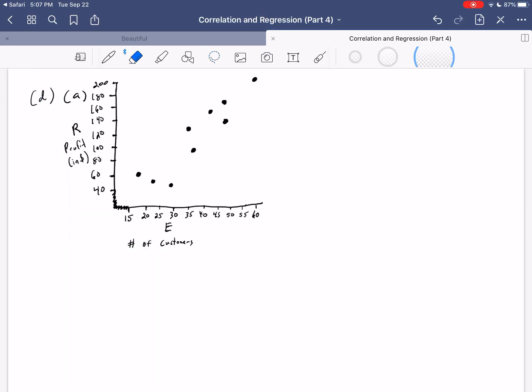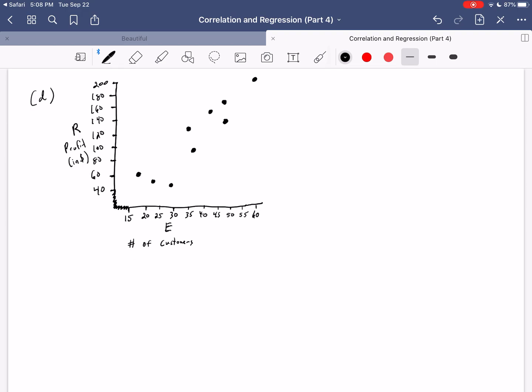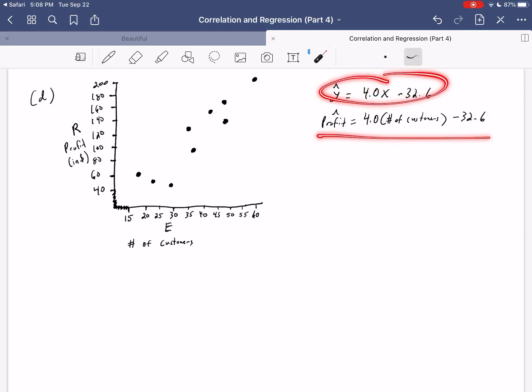There's our scatter plot, and we'll get rid of that A there. Okay, and now let's go ahead and get those points. Remember, you're going to need 2 points. Let's also just copy over our LSR. Remember, our LSR here is y hat equals 4.0x minus 32.6, or the predicted profit equals 4.0 number of customers minus 32.6. Again, it doesn't matter which expression you use. You can use the variables, or you can use the actual names of the variables, whatever you prefer.